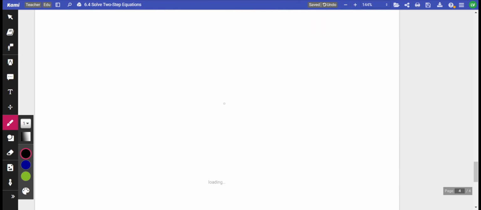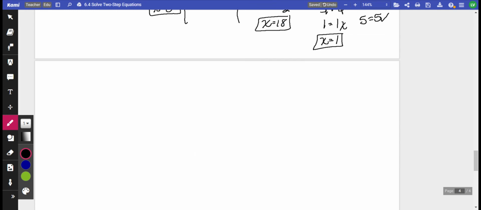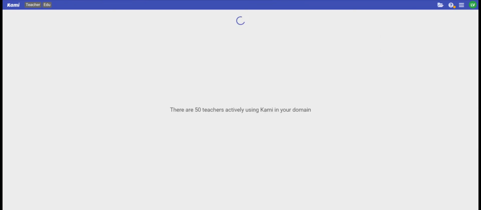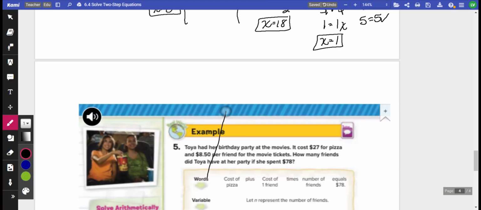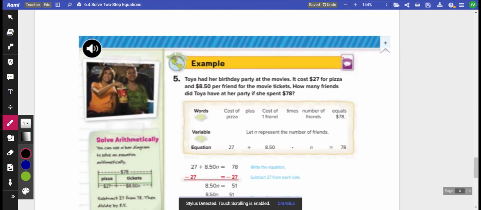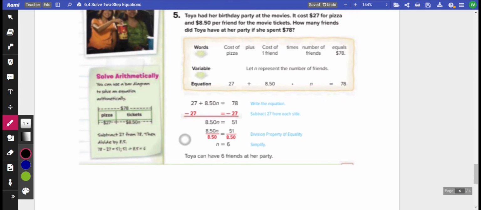Moving on to the last page. Oh, bear with me. Did not load. Number 5. Toya had her birthday party at the movies. It cost $27 for pizza and $8.50 per friend for the movie tickets. How many friends did Toya have at her party if she could spend $78?